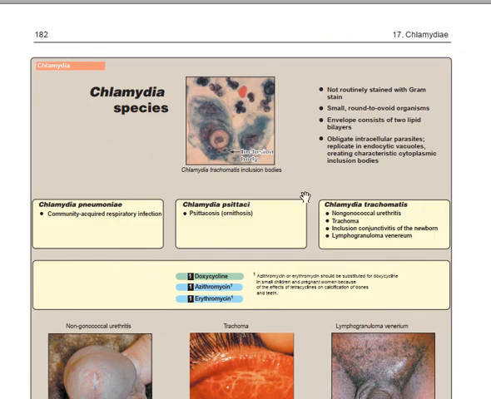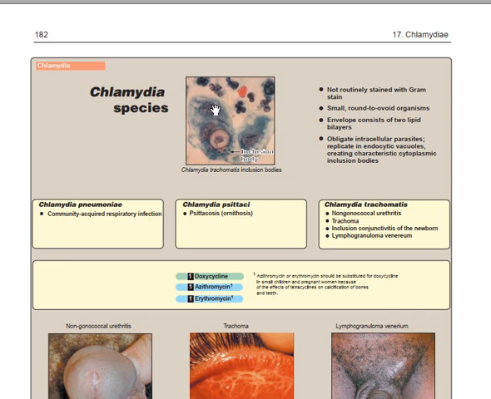So what is the summary of Chlamydia species? Number one, it is not routinely stained by a Gram stain. Number two, it is a small, round to ovoid organism. The envelope consists of two lipid bilayers, and that is more found in the reticulate body form of the Chlamydia. They are obligate intracellular parasites that replicate in an endocytic vacuole. So it replicates inside the cell in the form called the reticulate body, but when it is outside the cell, it is called the elementary body. Is it clear? So it replicates in endocytic vacuoles with characteristic cytoplasmic inclusions.